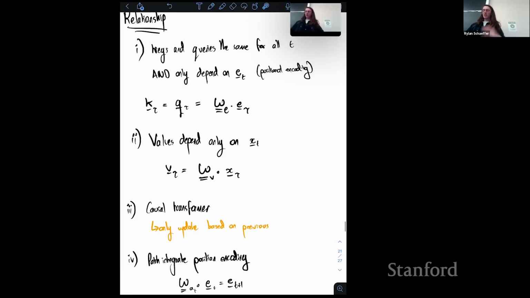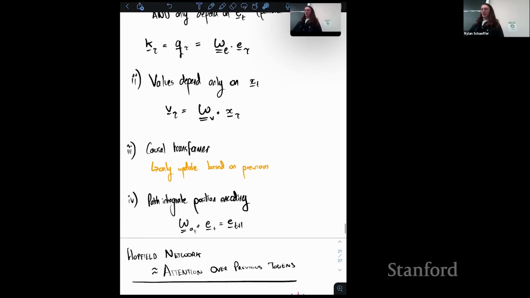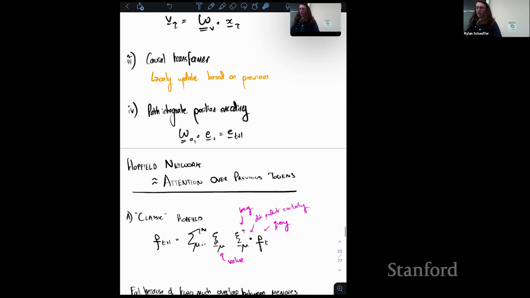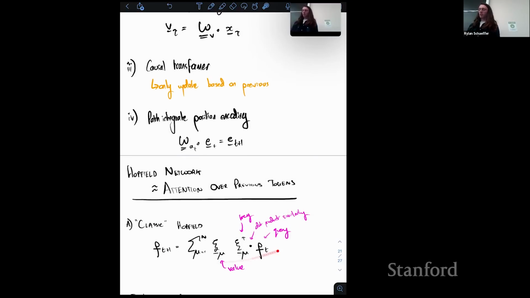Yeah, so that's basically the correspondence. I'm going to go through a little bit about how the Hopfield network is approximately doing attention over previous tokens. I was describing to you before the classic Hopfield network, which if you remove the nonlinearity looks like this. And the mapping is that the hippocampal activity, the current neural activity, is the query. The set of memories themselves are the keys.